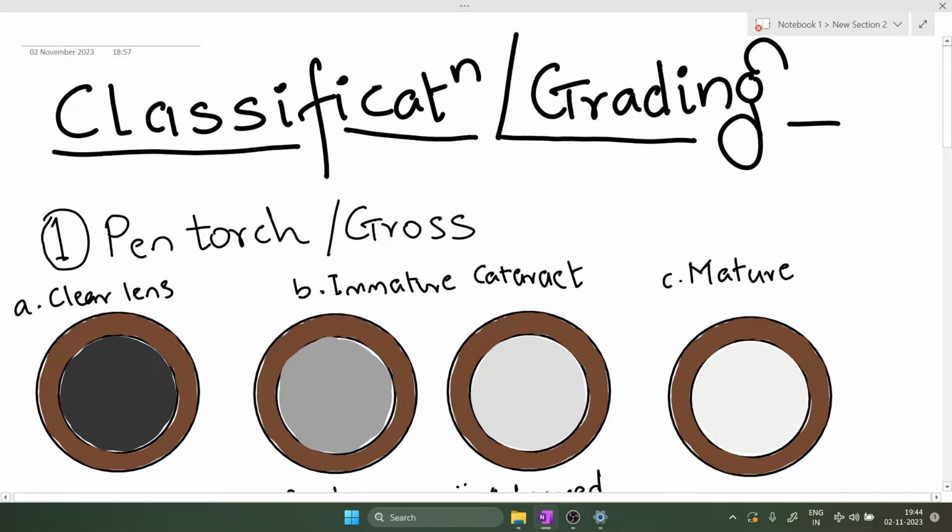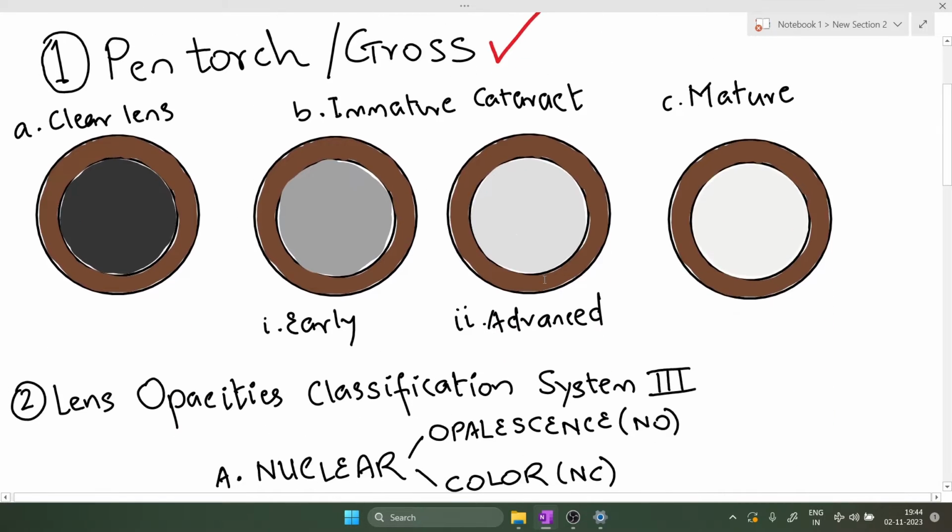cataract. The very first way to do that is by using something called a pen torch or a gross method. And as mentioned, it is a very gross method of identifying the type of cataract. This method is useful if you are in a screening camp, if you just have a torchlight or even the cell phone flash that we have. So the way to classify is to identify either it is a clear lens, an immature cataract, or a mature cataract. How do we do that?